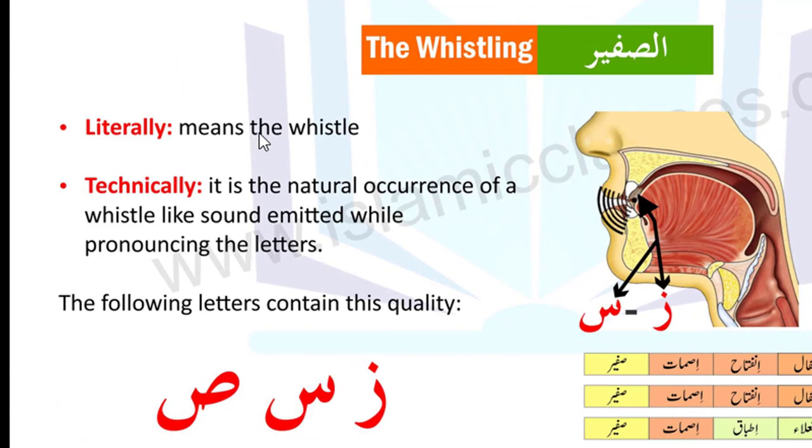Inshallah, today we will start with as-Safir, the first quality, and what is the meaning of as-Safir. Literally it means the whistle, and the whistle sound we make in these letters which are coming. Technically it is the natural occurrence of a whistle-like sound emitted while pronouncing the letters. Inshallah, I will tell how we apply this as-Safir quality in these letters. The following letters contain this quality. So there are 3 letters. The first one is za, sin, sad. So these 3 letters basically have the Safir quality.